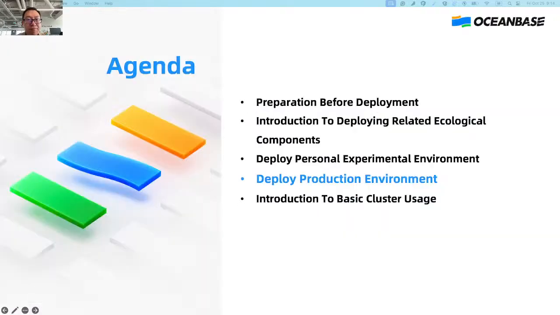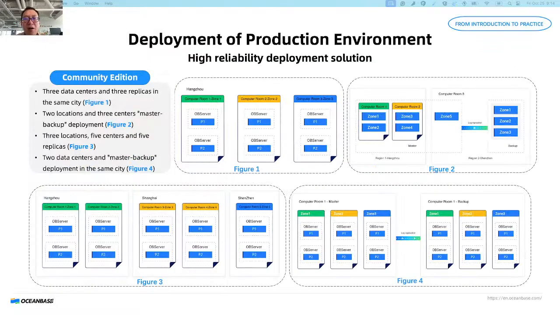Okay? The next chapter is deploying the production environment. Let's take a look at the deployment of the production environment. Let's first introduce its high reliability deployment solution. There are seven deployment solutions in the official document, but only 4 are compatible with the OceanBase Community version.